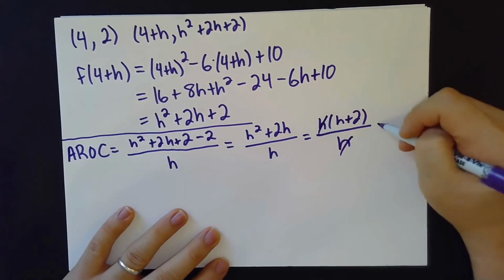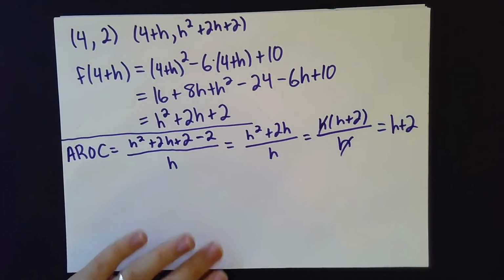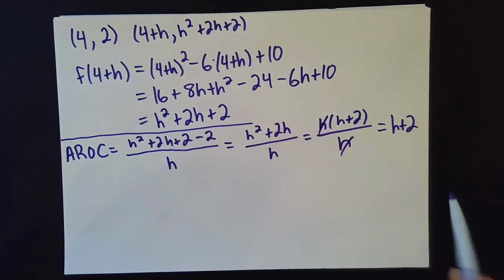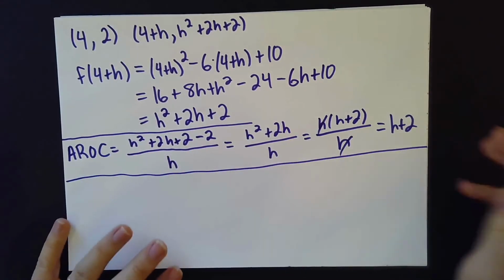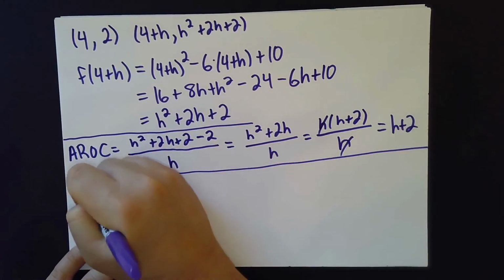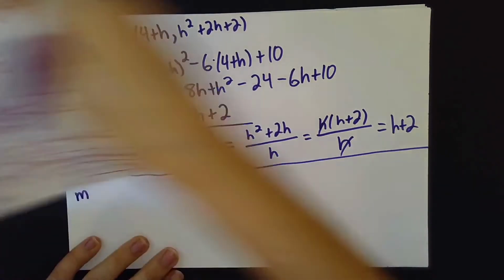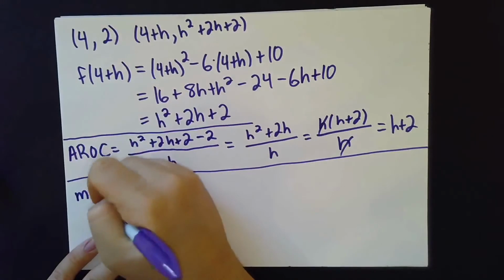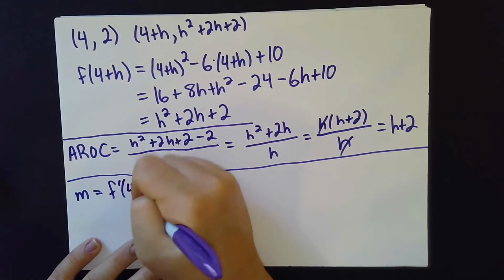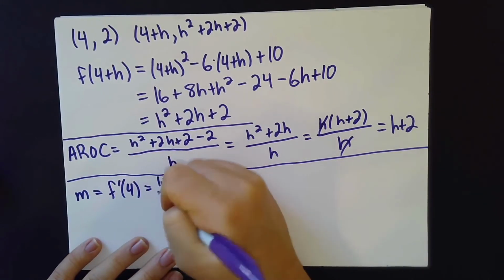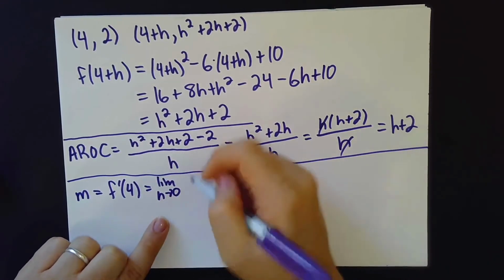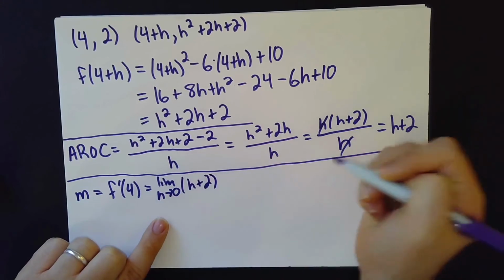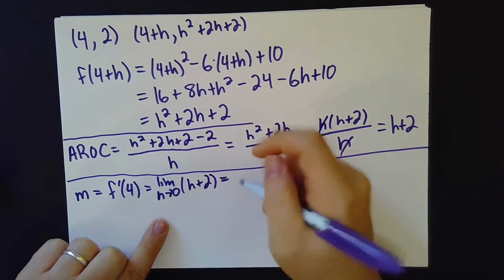Cancel the h's. Get h plus 2. Okay. And so now we can go directly to calculating the slope of our line. So the slope of our tangent line, the slope of the purple line here in this graph, that is f prime of 4, which is the limit as h goes to 0 of this h plus 2 here. Okay. And that limit is 2.